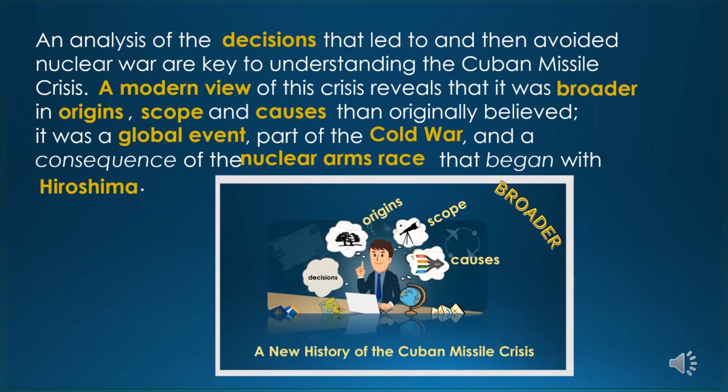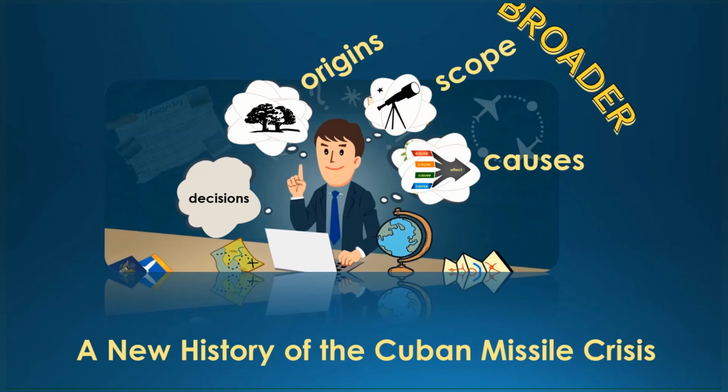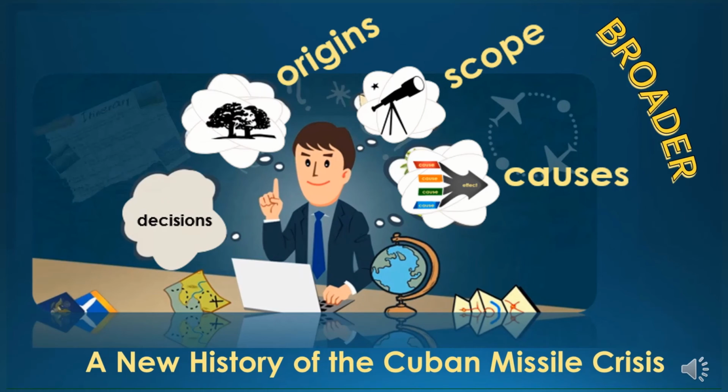or an outline. And here we're talking about the decisions, and you begin to see the shape taking form for you. The overarching idea of it being broader, and broader in what? Its origins, scope, and causes, also called consequences. And then the second part of that is when you read on, and it says it was a global event, part of the Cold War, and a consequence of the nuclear arms race. When you understand what the author's trying to do with the thesis, you begin plugging these ideas in.